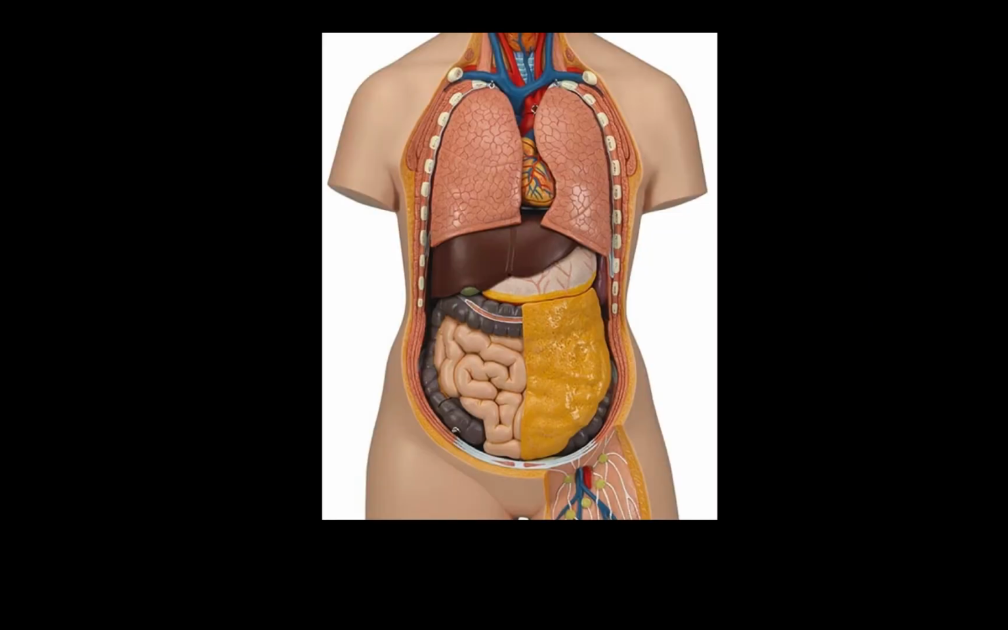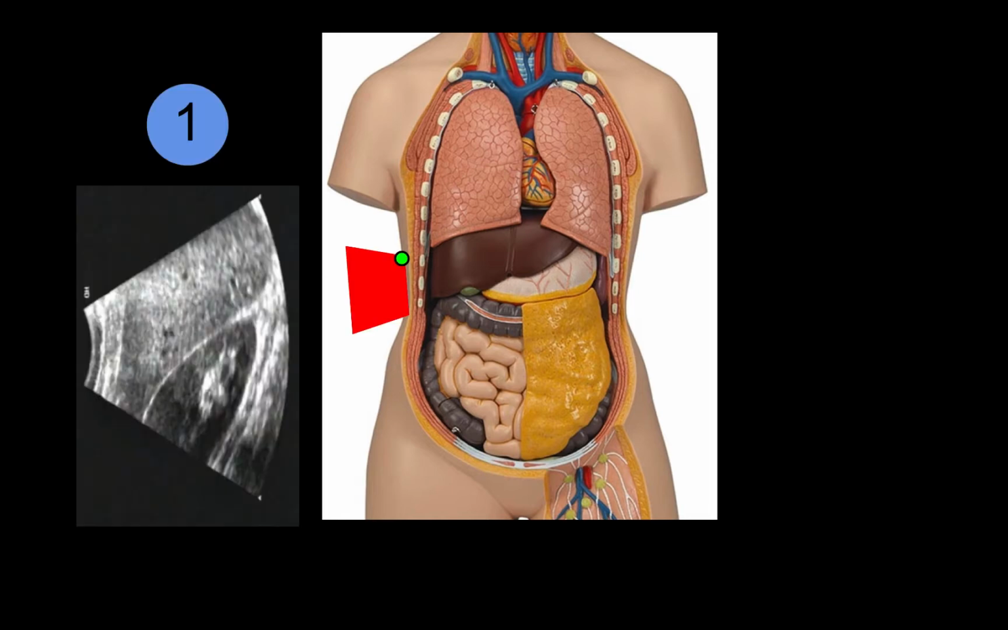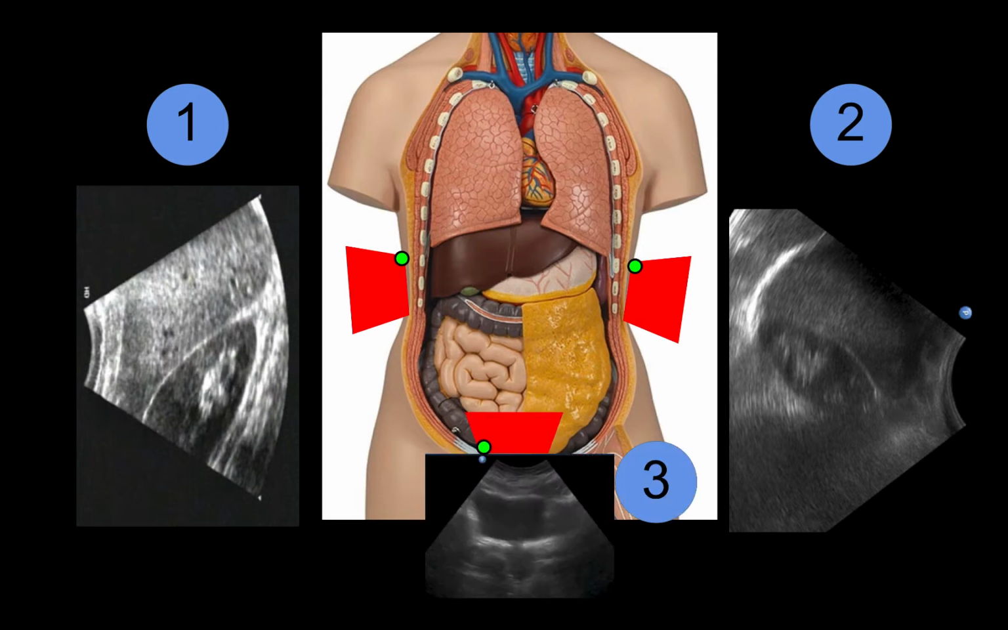We'll start by talking about three regions in the abdomen that are most sensitive for detecting free fluid. You probably already know these as the right upper quadrant, the left upper quadrant, and the suprapubic space.